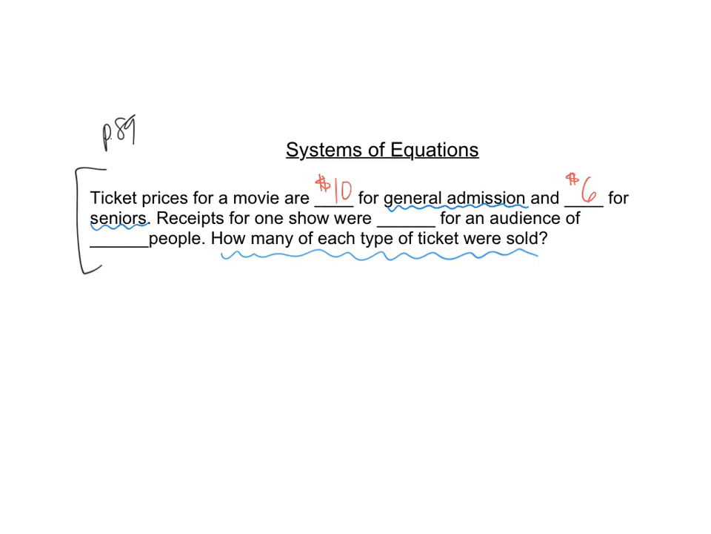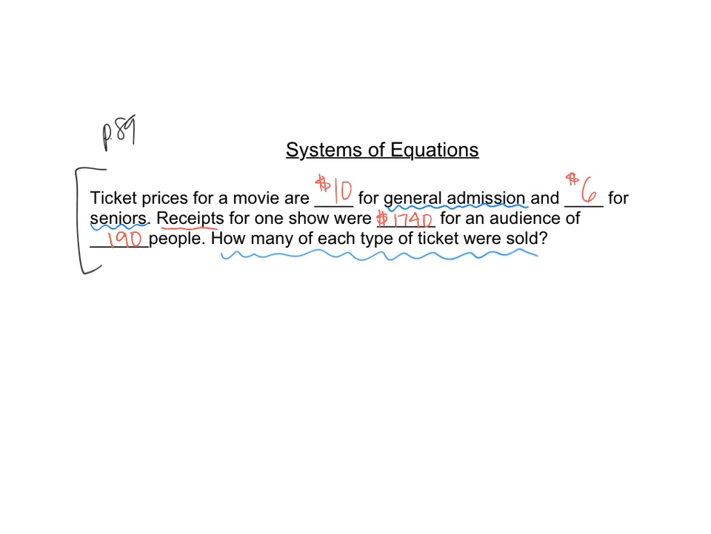Maybe you also want to know how much money they made altogether. When it says the receipts for one show, the total amount of receipts was $1,740. And maybe you asked how many total people were there, how many tickets were actually sold. That's 190 people.